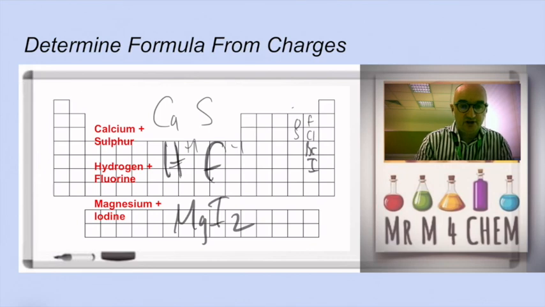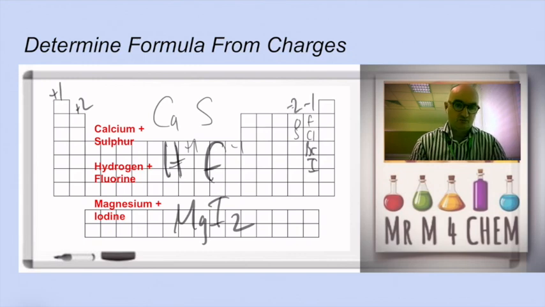Formula from charge. It's only ever going to be group 1 plus 1, group 2 plus 2, group 7 -1, group 6 -2. Easy as that. Get them equal to 0. Happy days.